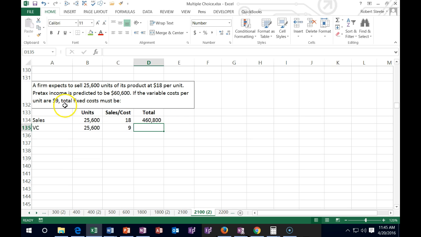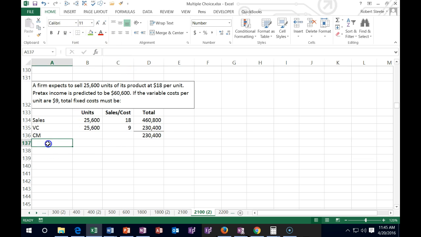That's given to us here. Therefore, the variable costs are going to be the 25,600 times 9. That's the cost per unit. And there we have that. And then we're going to say minus, that's going to be the contribution margin. Contribution margin is going to equal the sales price minus the variable cost. And that's our contribution margin. So I'll put an underline there.